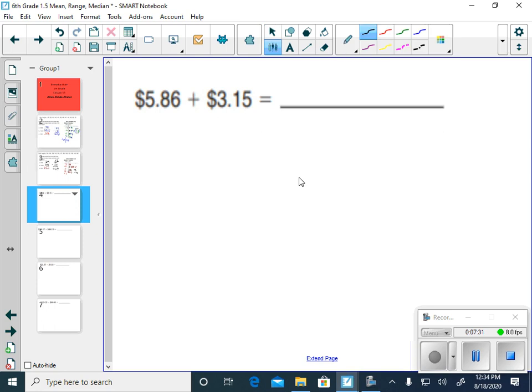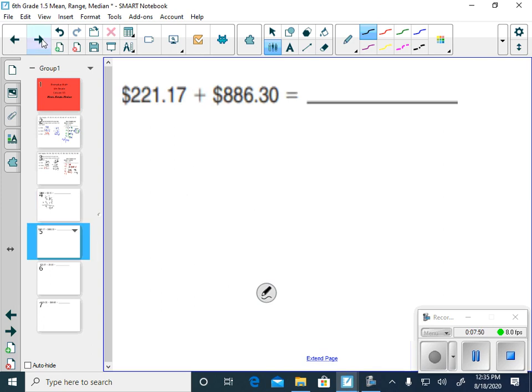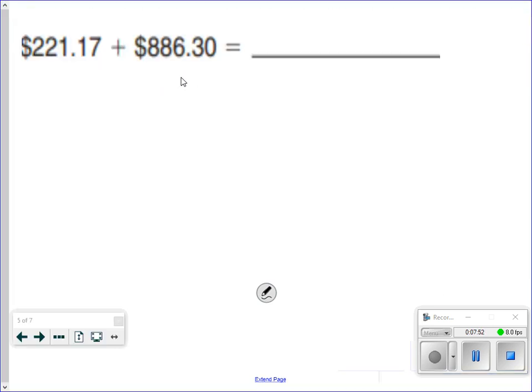We're going to add up $5.86 plus $3.15. Add these nice and quick. 6 plus 5 is 11. 1 plus 8 plus 1 is 10. 1 plus 5 plus 3 gives me 9. $9.01.